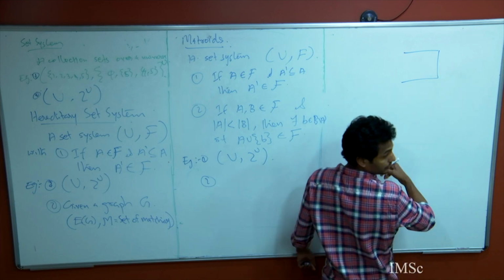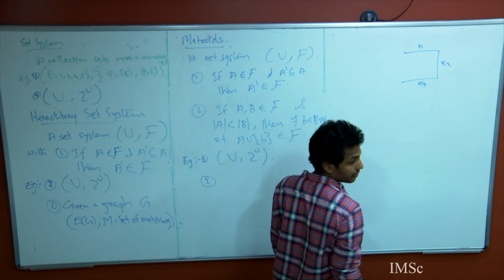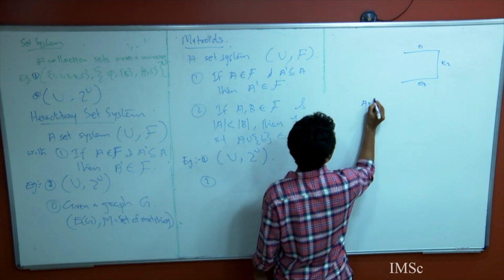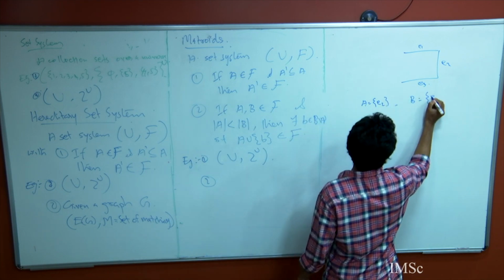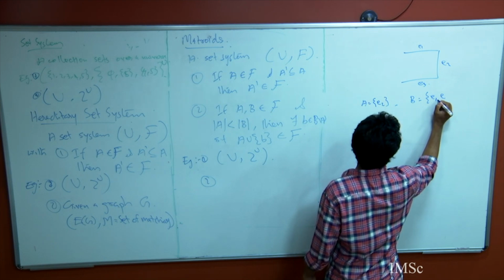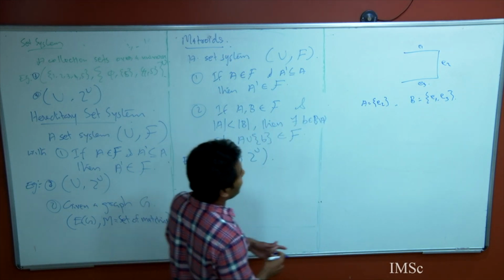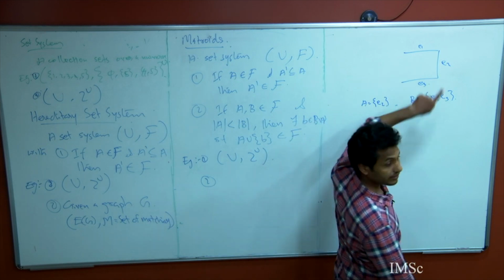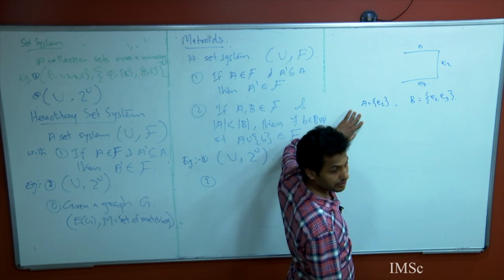Let G be this graph, with edges E1, E2, E3. And the collection of matchings I have, say A equal to {E2} and B equal to {E1, E3}. I cannot add E1 to E2 and get a matching, or E3 to E2 and get a matching. So this is not a Matroid.